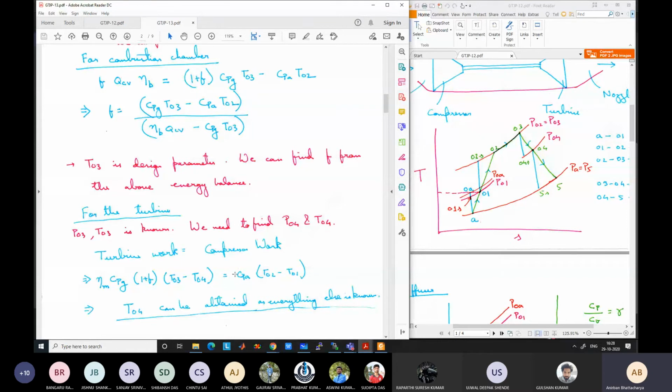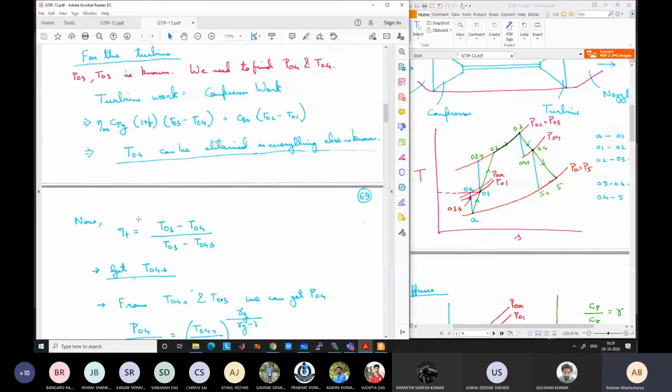The mass flow rate in the compressor is 1, because no fuel was there. So 1 into CPA into (T02 minus T01). This is our relation. CPA into (T02 minus T01) is known. T03 we have already assumed to be known. F we have calculated just now. Eta m is a known quantity, Cp of gas is a known quantity. Everything is known except T04. So this equation will give us the turbine outlet temperature T04, the actual outlet temperature, not the isentropic outlet temperature.